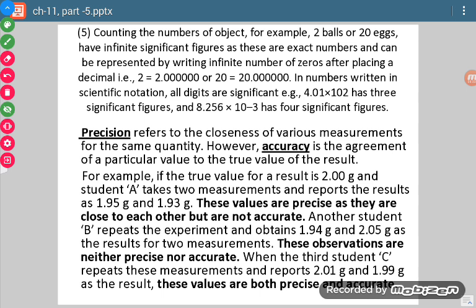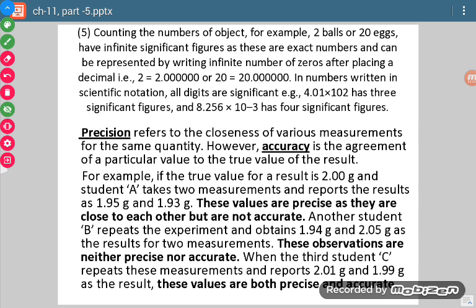Now see, whenever some observation is taken, 2 terms come in our way. One is precision and another is accuracy. Whenever some observer gives his result, he is told whether his observation is precise or accurate or not. So what do these 2 words mean? Precision means closeness of various measurements for the same quantity.